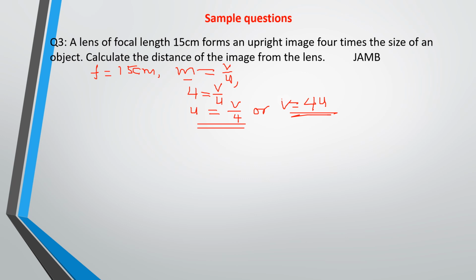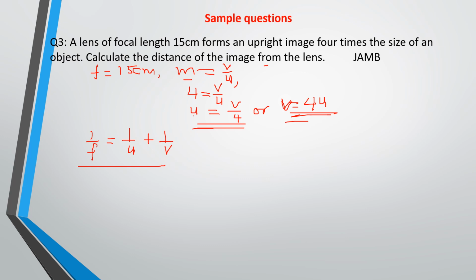So what you are looking for in this particular question is V. You are looking for V. Now from the lens formula, we have that 1 over F is equal to 1 over U plus 1 over V. Looking at what we have here, which one will you substitute? Are you going to substitute U is equal to V over 4? Because in this question you are looking for V, which is the image distance. So what you substitute should have V in it and not U, because you are not looking for object distance, you are looking for image distance.